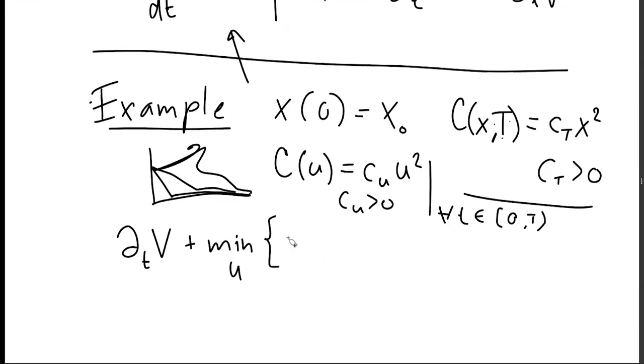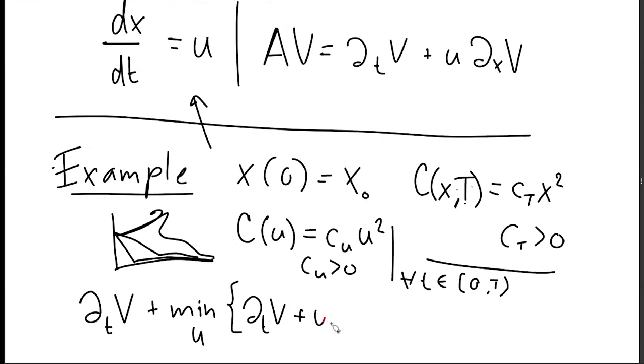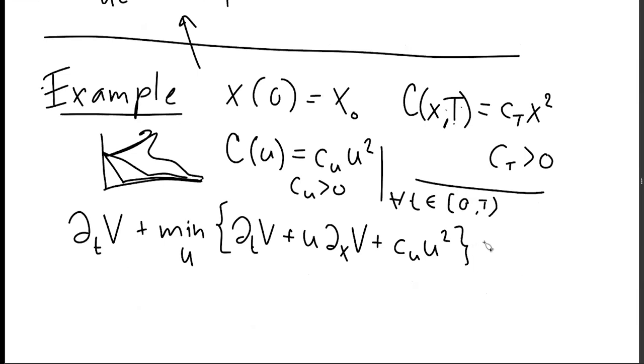So what is going to be our infinitesimal generator? Well, we found that earlier. It's just this right here. So we're going to have partial t V plus u partial x V. And then we have to add to it our control dependent cost term, so plus c_u u squared. And this equation is our Hamilton-Jacobi-Bellman for the deterministic case, and this has to equal 0. I noticed that I took the partial t V outside the minimum, but there's no problem there because this partial t V is not going to depend on u. It's a function of x and t. It has no dependence on u.